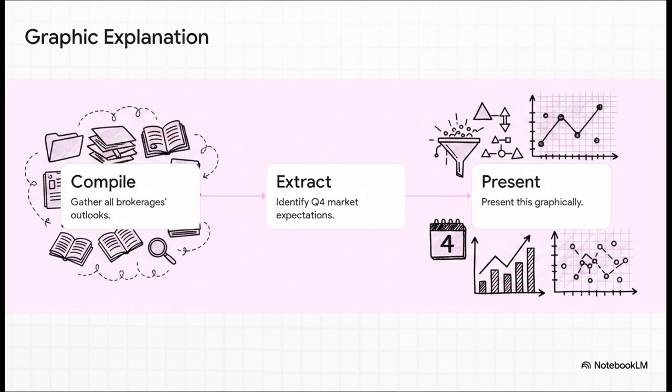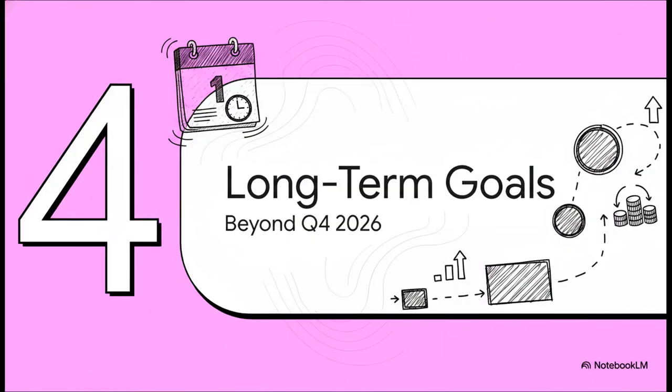Doing this creates a visual map showing exactly where the market consensus lies, and just as importantly, where there's divergence. It completely transforms a massive stack of text into a clear, immediate picture of market sentiment. Game changer, right? Finally, Section 4, Long-Term Bank Goals, Contrasting Quarters with Horizons.